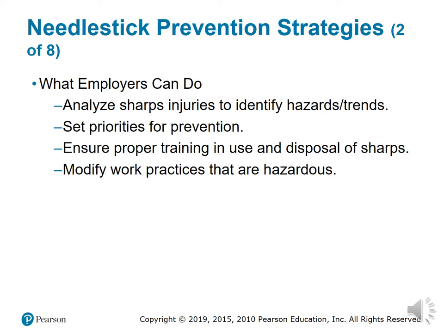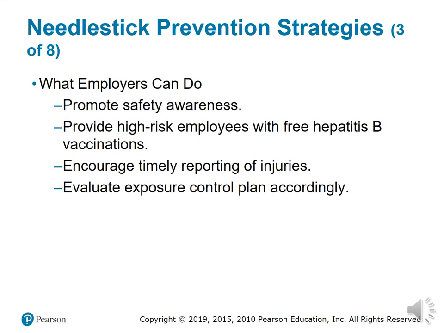What employers can do: analyze sharps injuries to identify hazardous trends, set priorities for prevention, ensure proper training and use and disposal of sharps, and modify work practices that are hazardous. Promote safety awareness, provide high-risk employees with free hepatitis vaccines, encourage timely reporting of injuries, and evaluate exposure to control and plan accordingly.